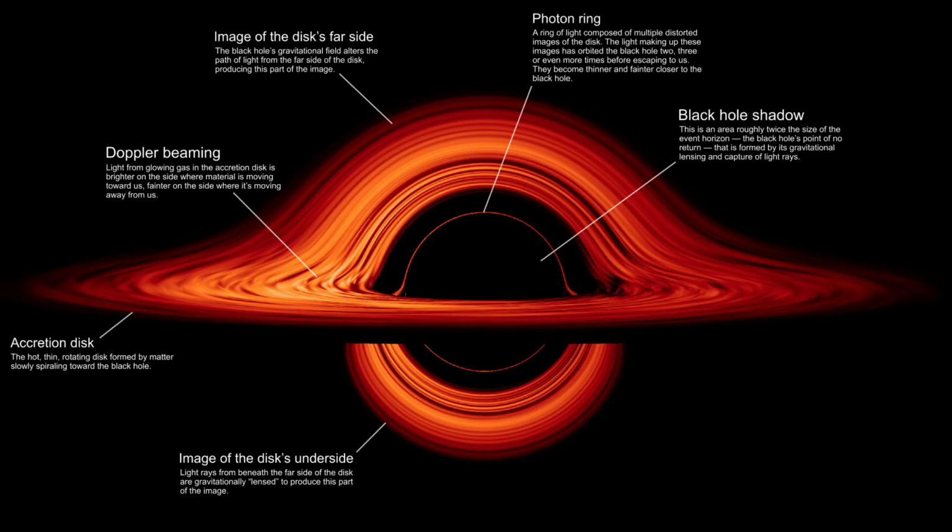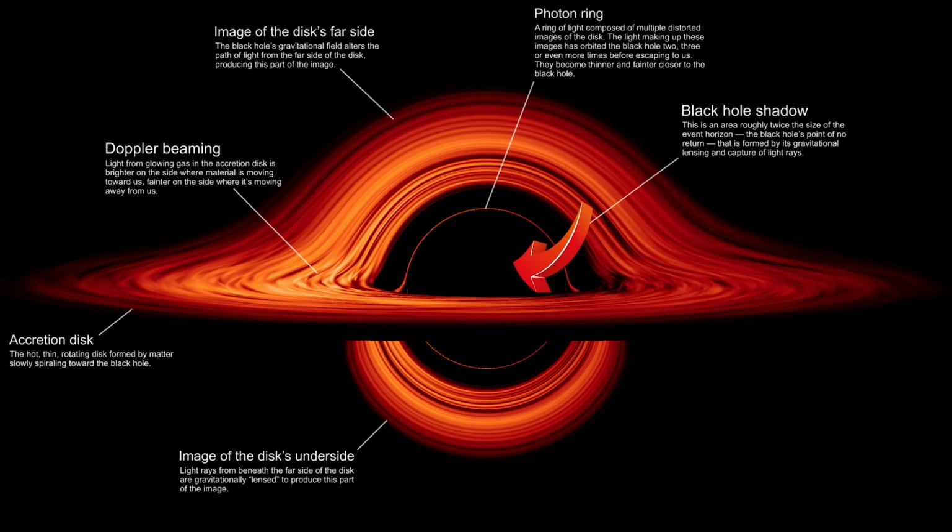And this image from NASA actually breaks it down even farther, starting in the center there with the black hole shadow, which is roughly twice the size of the event horizon, which is the black hole's point of no return. This is formed by all of the gravitational lensing and capturing of the light rays. And then a little bit outer from that is the photon ring, that first ring of light. And it's composed of multiple distorted images of the disk. The light making up these images has orbited the black hole 2, 3, or maybe even more times before escaping to us. They become thinner and fainter closer to the black hole.